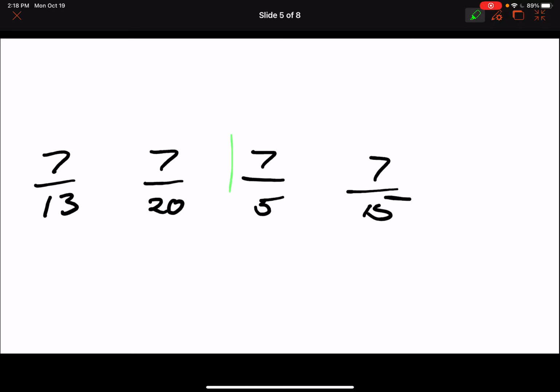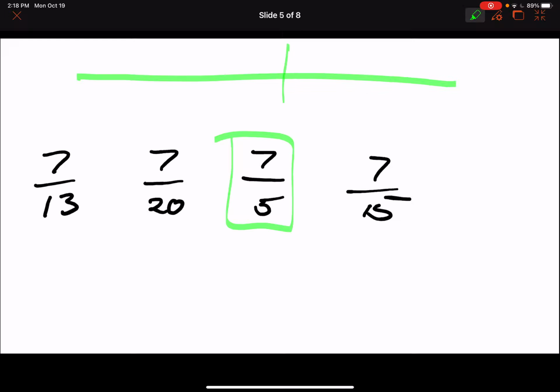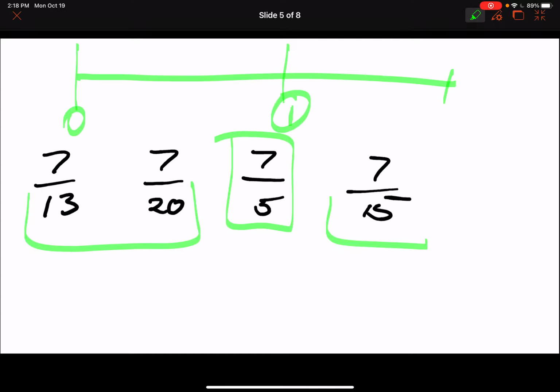Okay, so welcome back. I hope you noticed that this guy, all right, if we had number lines here, all of these numbers here are going to be between 0 and 1. But if you notice, 7 is actually bigger than 5. Okay, so it's going to be bigger than 1 on the number line. It's going to fit in between 1 and 2. Okay, so obviously 7 over 5 is greater than all of the rest of them.